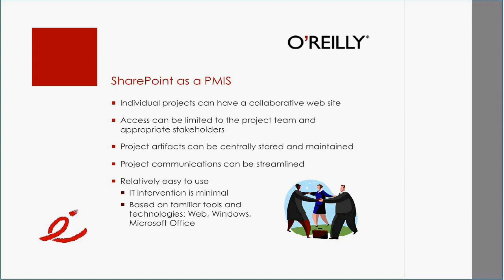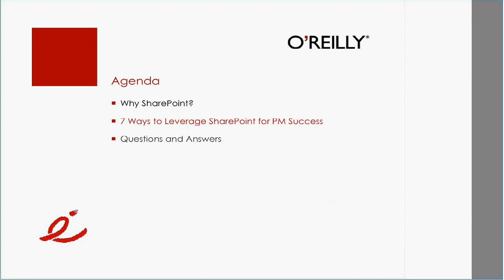Well, obviously, with SharePoint as a PMIS, individual projects can have a collaborative website, which I'll show you in a while. Not only can it have a collaborative website, access can be limited to whoever's engaged or involved in that project. And like I said, if this is set up right, IT intervention is minimal. Project communications can be streamlined. Project artifacts can be centrally stored and maintained. And when I talk about maintaining, things like versions, who touched what, when, you can easily pull up, right? Based on familiar tools. So let's look at these 7 ways to leverage SharePoint for project management success.